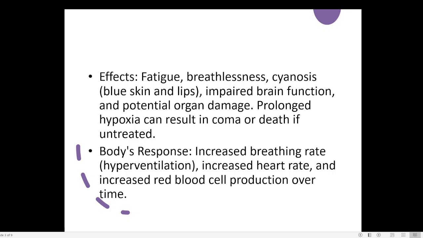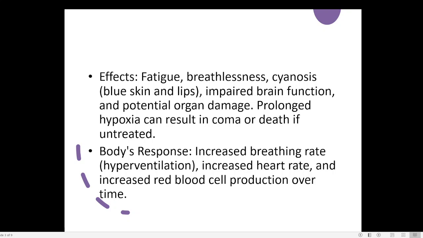So how will the body respond? Normally when we go to a high altitude, we breathe faster. In case of any oxygen deficiency, our breathing rate will increase. That is hyperventilation, an increased breathing rate, and the heart will also work faster, trying to pump whatever blood is there at a faster rate, and the body will increase RBC production. That is another mechanism by which the body tries to adapt.